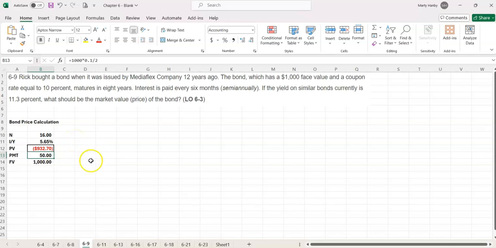So $932.70. So just as we predicted, because the yield is greater than the coupon rate, it's a discount bond, meaning that the price of that bond is going to be less than face value.